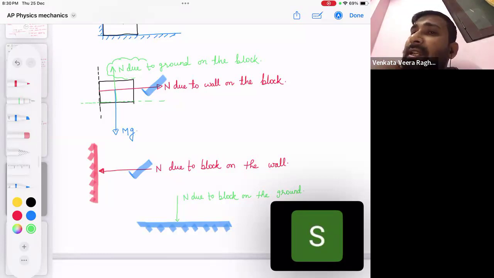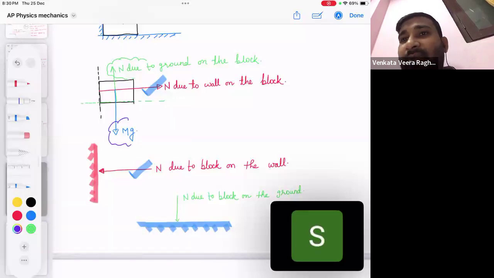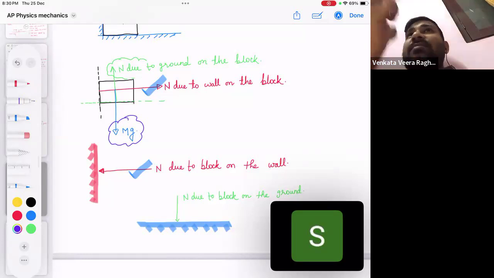And if I ask you, tell me the reaction of mg, tell me the reaction of this force also. Let's say someone asks you in the question, where is the reaction of this force? You know where the reaction of this force is? The reaction of this force is acting on the earth. That means the earth is pulling the block towards it with mg force. The block is pulling the earth towards itself with what force? Exactly the same mg force. Understand or not?